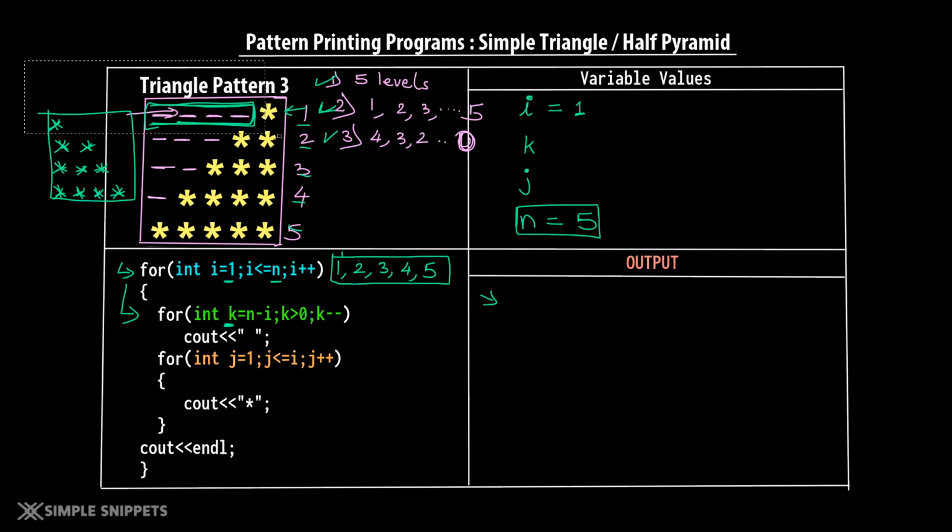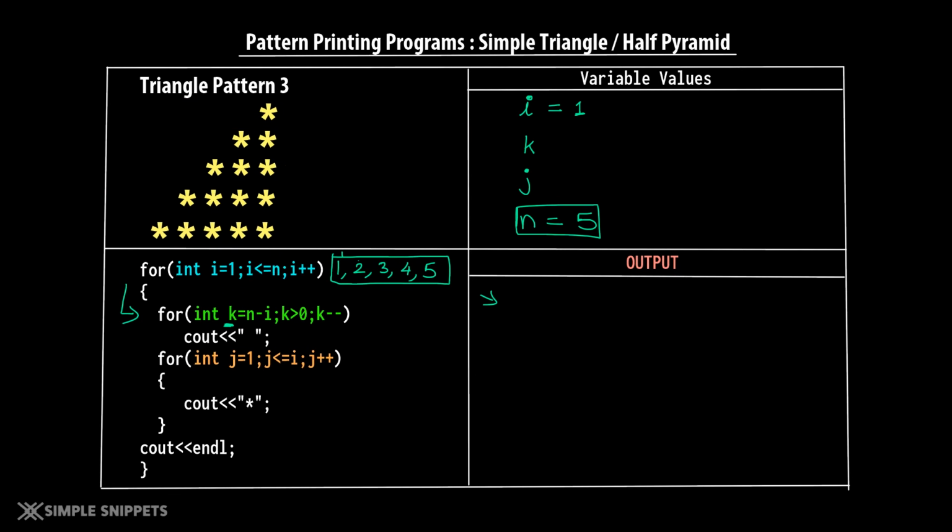Let me just erase everything out. So there are these extra spaces, right? If this was the command prompt, we have extra blank spaces on the left-hand side of the pattern. That is what we want to print first, right? So this for loop is going to deal with that. So how does this for loop progress? We'll say for int k equals n minus 1. What is n? n is 5. So what would be 5 minus 1? It would be 4. So k will be 4.